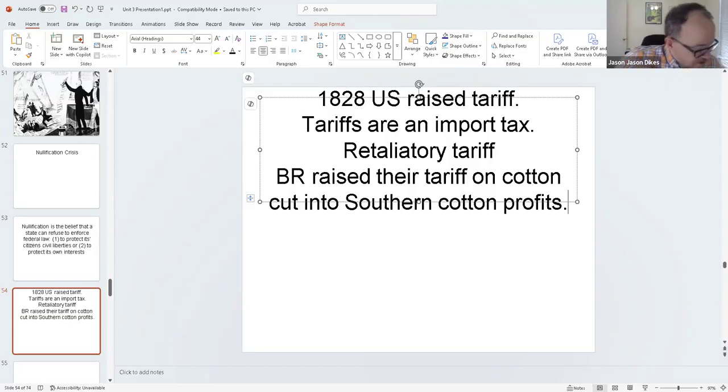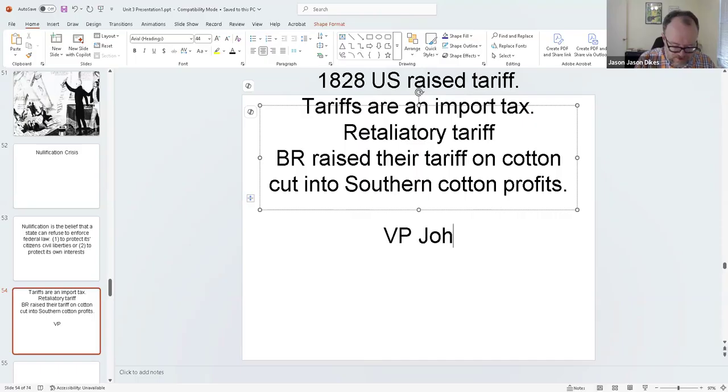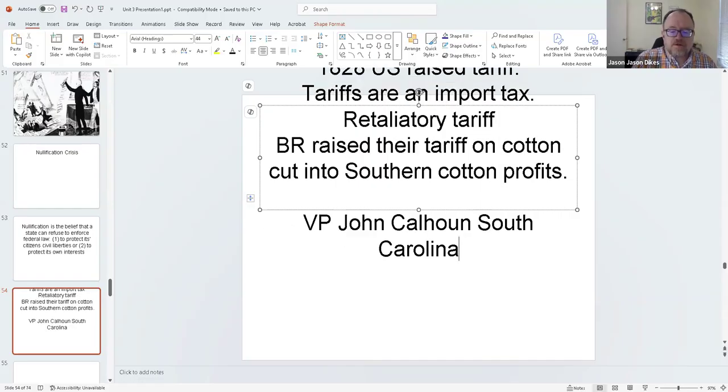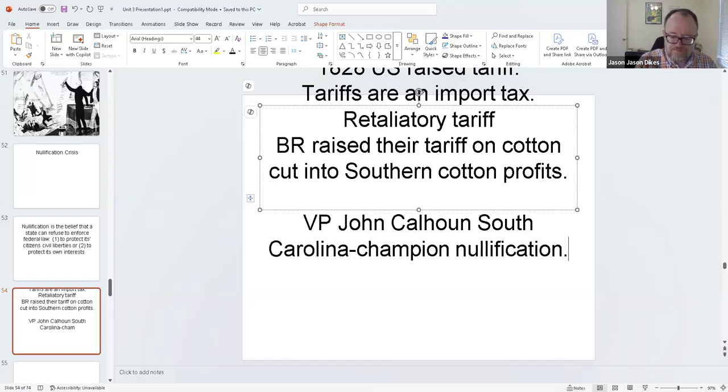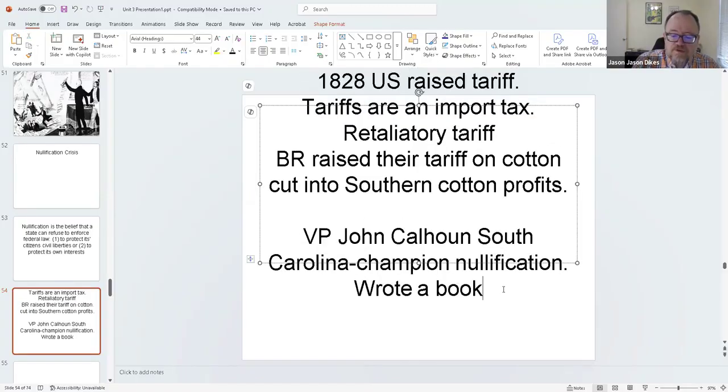And one state, one representative in particular, the Vice President, John Calhoun, South Carolina, began to champion nullification. And he wrote a whole book about it. It had one of those long titles, the South Carolina Exposition and Protest. Now, he is the vice president, so he's doing all this anonymously. Okay? But he wrote a book explaining how nullification worked.